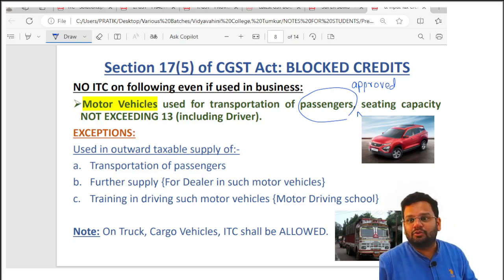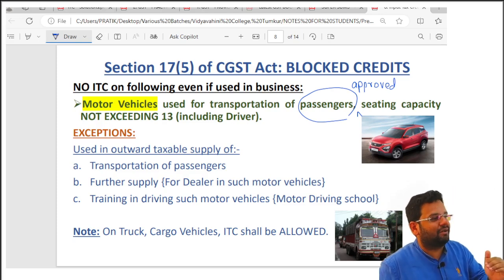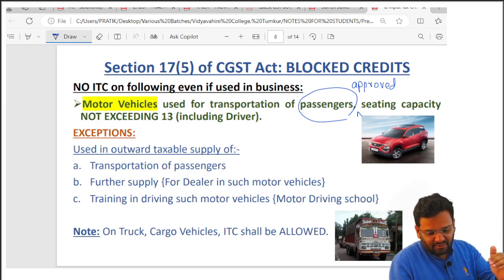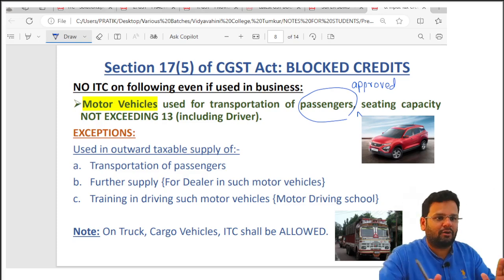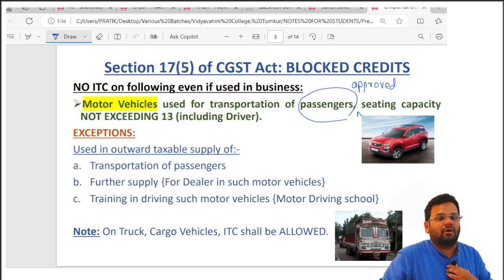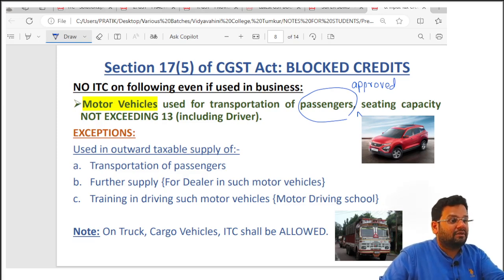But what is the chance that I will use a bus for my family purpose? Chalo, let's go for a date with my wife with a bus. Impossible, in a tempo traveller, in a bus. So it is less possible that I will use a vehicle whose sitting capacity is more than 13 for personal use. Hence ITC in that case is allowed. So in short, if our college is registered under GST, and it will be registered, and if they purchase a bus for transporting its students, will ITC be allowed? Yes, because sitting capacity exceeds 30. Got the point? But if they purchase a van, no.